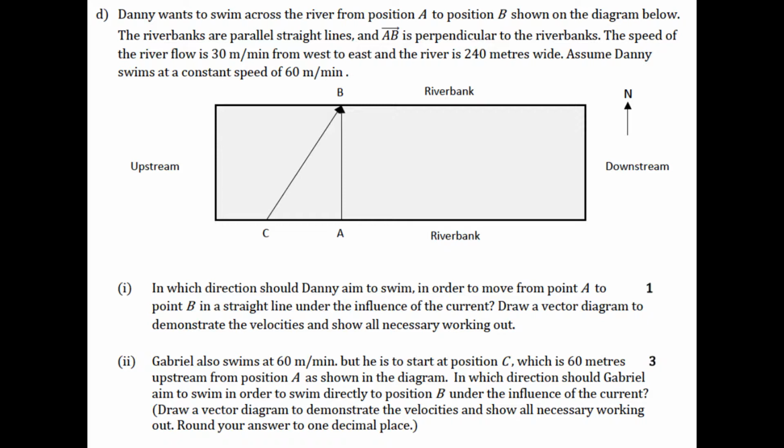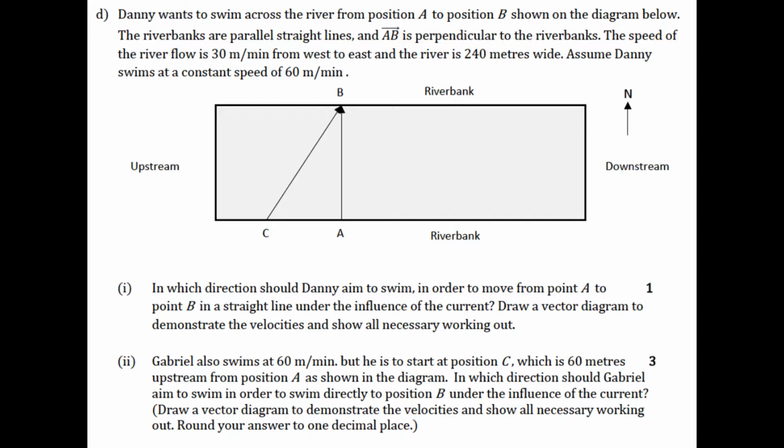The background to the question is that Danny wants to swim across the river from position A to position B as shown on this diagram below. The riverbanks are parallel straight lines and the vector AB is perpendicular to the riverbanks. We're told that the speed of the river flow is 30 meters per minute from west to east, and the river is 240 meters wide. And then we're told to assume that Danny can swim at a constant speed of 60 meters per minute.